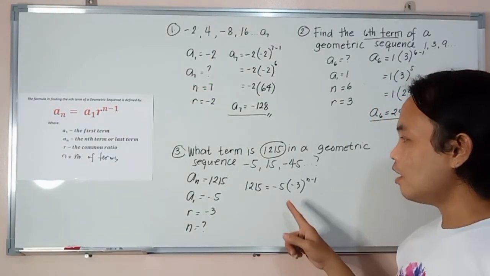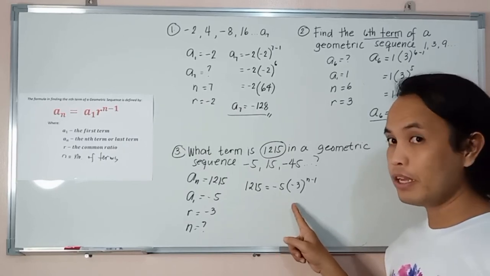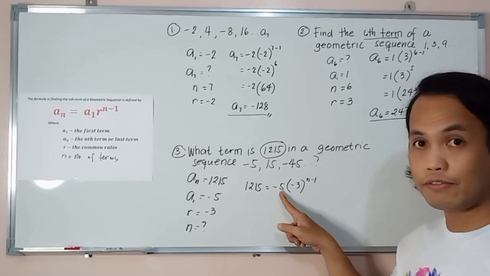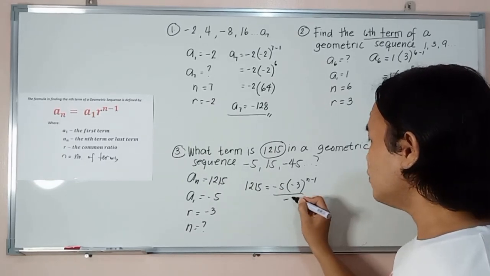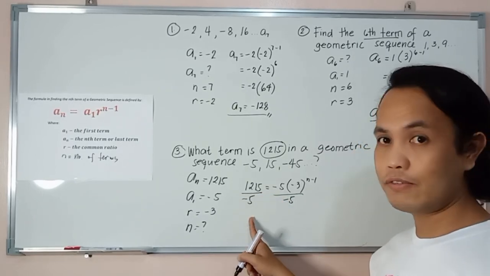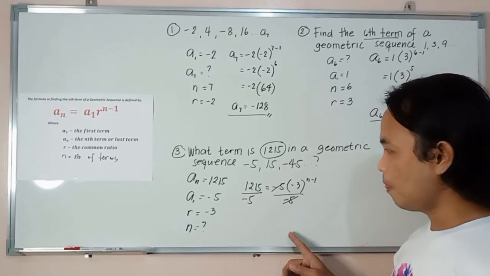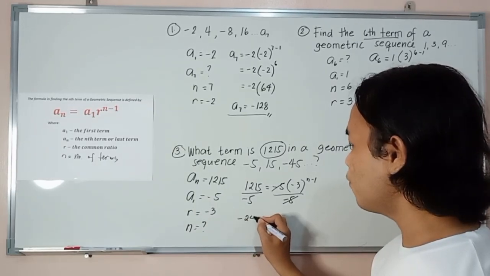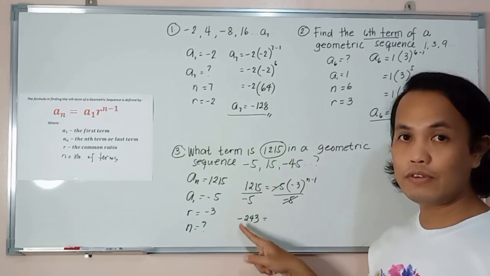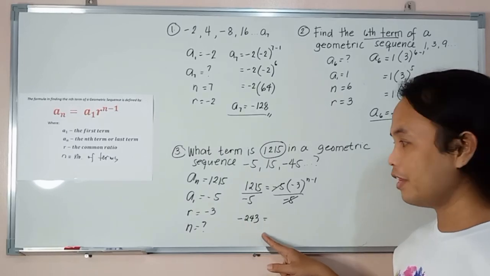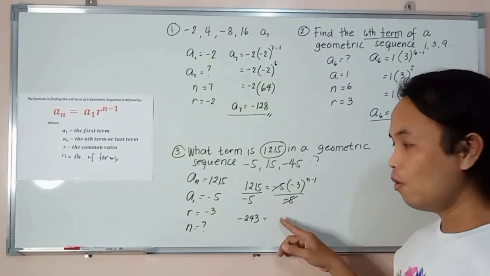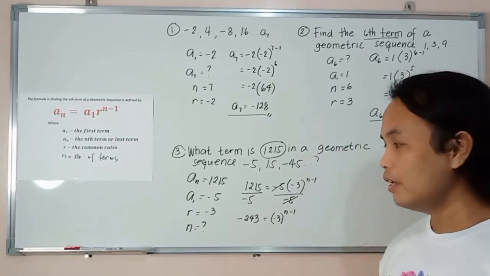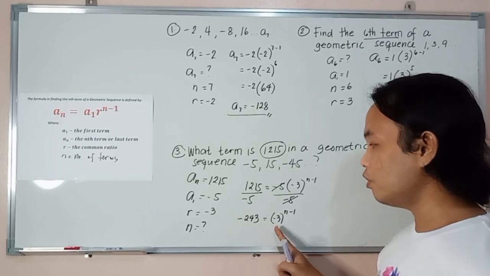And this time, since the operation between negative 5 and negative 3 here is multiplication, what we need to do is simply divide both sides of the equation by negative 5 to cancel out the negative 5 here. So the negative 5 cancels out. Then we divide 1,215 by negative 5, which will give us negative 243, since positive divided by negative is negative. So this is negative 243. Since we have already canceled out the negative 5, what remains is the negative 3 quantity raised to n minus 1.